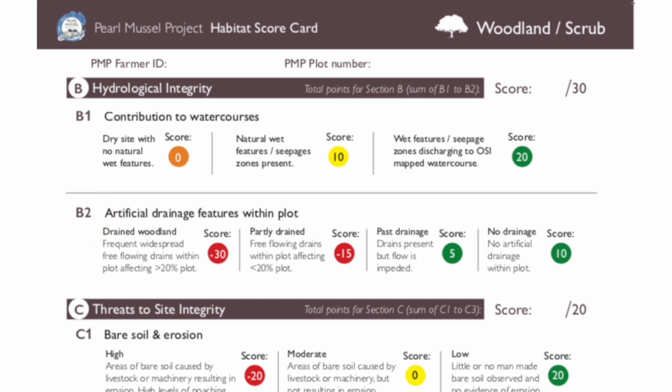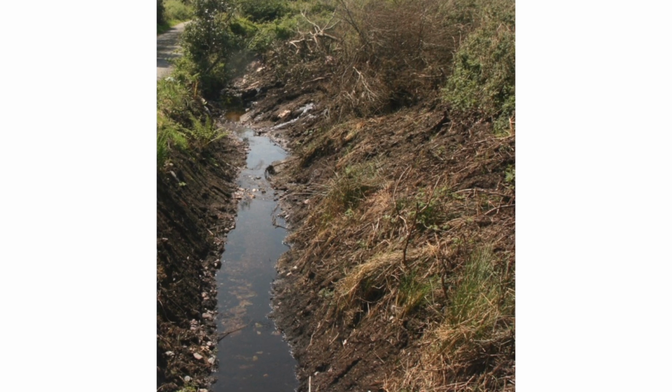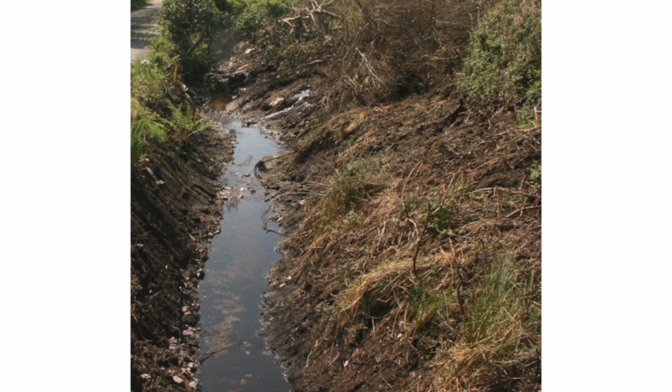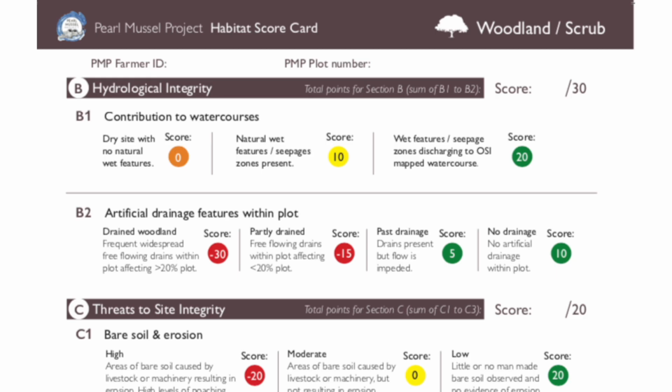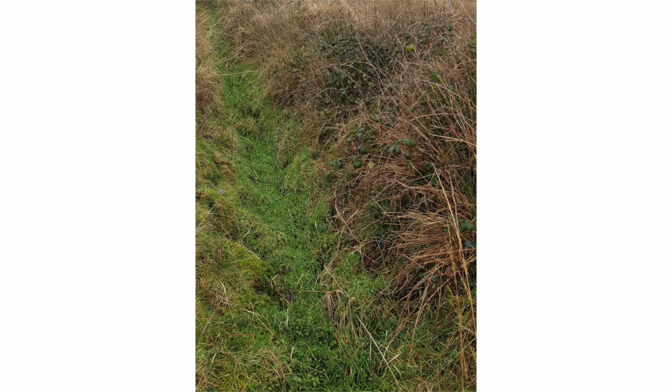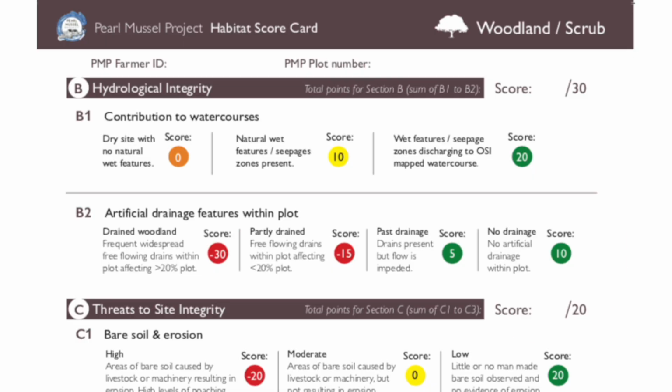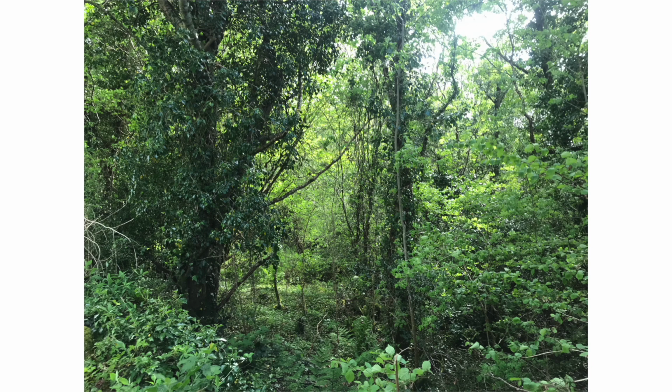B2 is artificial drainage features within the plot. Widespread drainage is when frequent free-flowing drains occur that affect more than 20% of the plot. Moderate drainage is when these free-flowing drains affect less than 20% of the plot. Poor drainage is when drains are present, but generally the flow is impeded, and they're often vegetated or naturalized. And no drainage is when there are no artificial drainage features present in the plot.